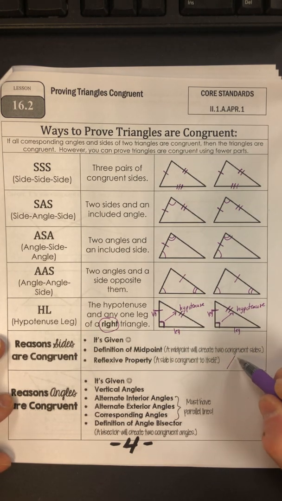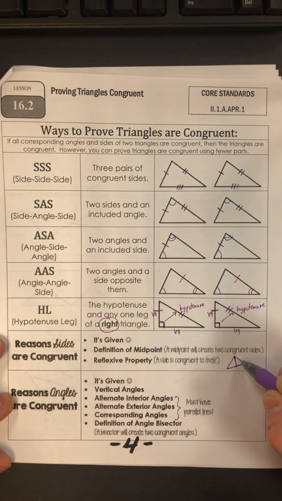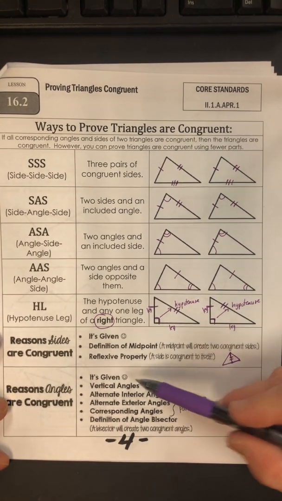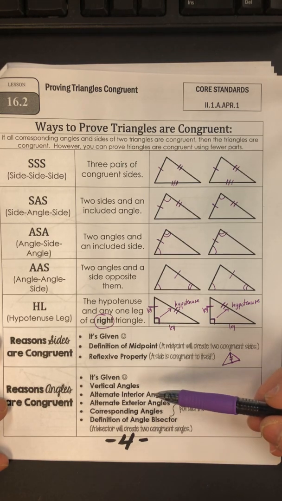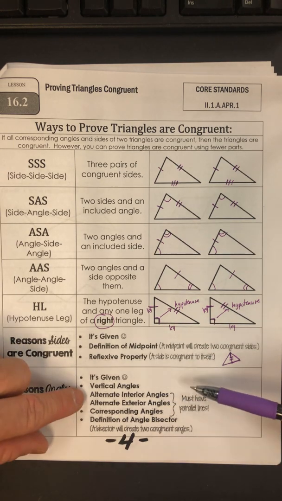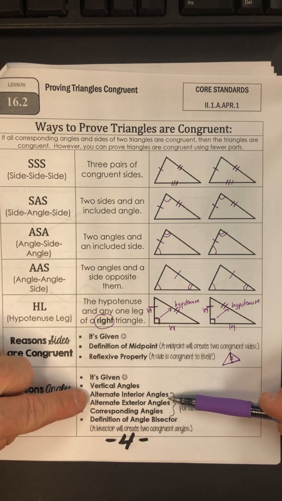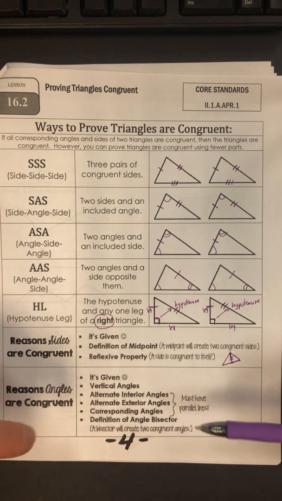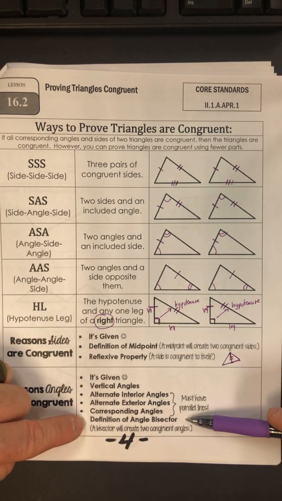So if you have maybe something like this, and you have two triangles, this side right here is congruent to itself. So that works in both triangles. Reasons angles are congruent could be given to you. So a lot of the other information that we've had before, like vertical angles. Now, if you have parallel lines, then you have plenty of congruent angles. You have alternate interior, alternate exterior, corresponding angles. If you have an angle bisector, that's going to create two congruent angles.